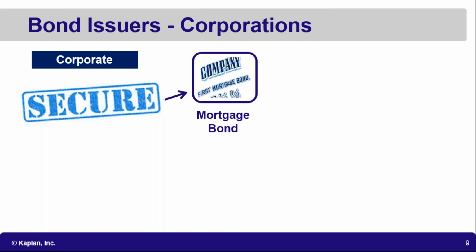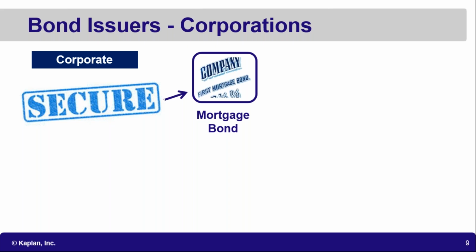So it's some sort of asset the company owns. If they go bankrupt, they'll sell the asset and use that money to pay you off as a secured bond holder. One of those types of bonds you'll see on the test is called a mortgage bond. With a mortgage bond, they have some sort of real estate that they own, like maybe a building or a piece of land. And they have a mortgage on it, obviously. So essentially they're using the bond as the mortgage for this particular piece of land or a building that they own.